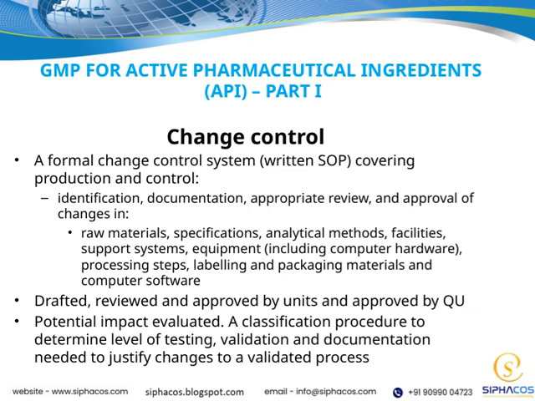A critical part of change control is evaluating the potential impact of these changes. We have a classification procedure to determine what level of testing, validation, and documentation is necessary to justify the change, especially when it involves a validated process. This helps us maintain the integrity and quality of the product. And speaking of quality, this process ties into good manufacturing practices for active pharmaceutical ingredients, or APIs. Ensuring proper change control is fundamental to maintaining GMP compliance and ultimately delivering safe and effective medicines.